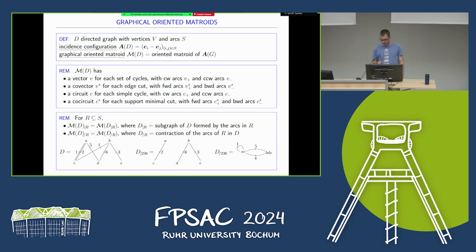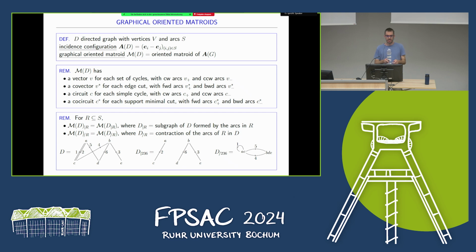Okay, so let me do the graphical example, which will be important for us. Start from a directed graph, whose vertices I will denote by V, and the set of arcs is S. Out of this graph, I can construct the incidence configuration of the graph, the set of vectors e_i minus e_j for all arcs ij. And the graphical oriented matroid is the oriented matroid of this incidence configuration.